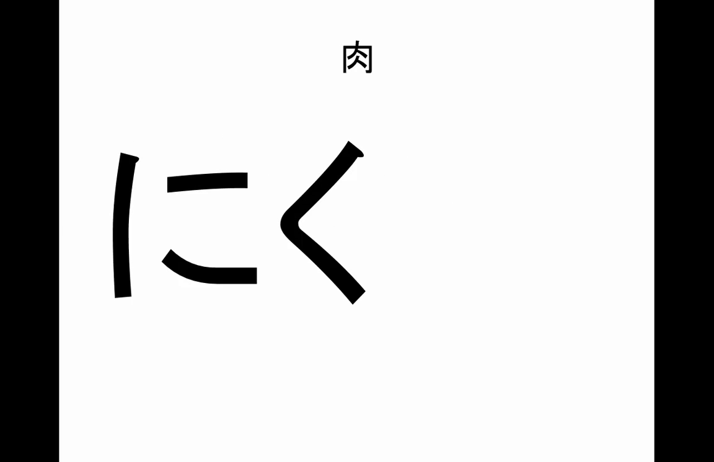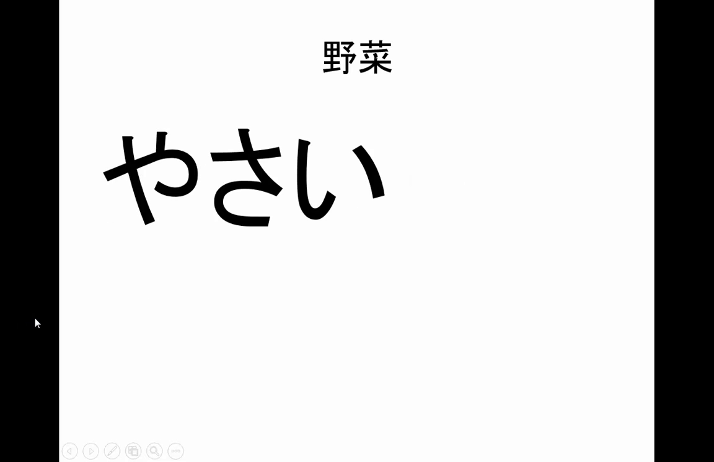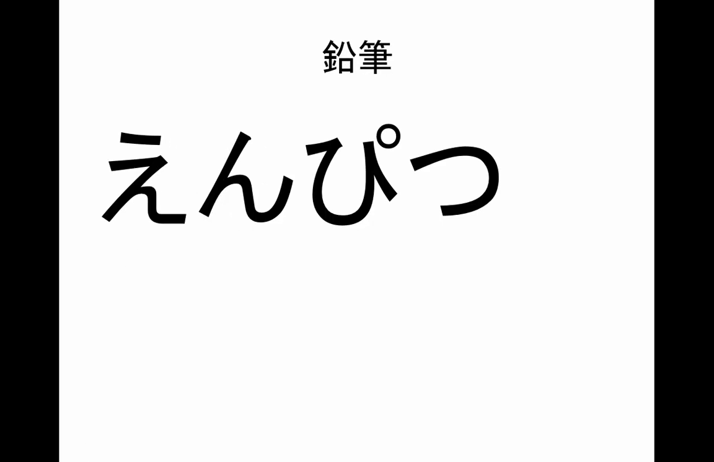Okay, so niku is meat, right? Menu. Can everybody read that katakana? Menu, just what it sounds like it means, right? So let's practice that. Menu. This one is yasai. Vegetables, right? Yasai. Okay, what's this one? Enpitsu. Enpitsu means pencil. Right.